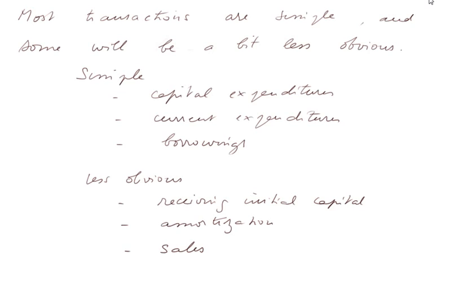Most transactions are simple, and some of them will be a bit less obvious. Here are some examples of simple transactions. What we've called capital expenditures, that is spending money to acquire assets. Current expenditures, spending money to buy things or services that will be consumed quickly. Borrowings, we shall see in a minute what it is, are also simple. And there are some less obvious transactions. For example, receiving the initial capital, also something called amortization that we shall study, and the sales. The sales are a bit less obvious than a simple transaction. We shall see why.